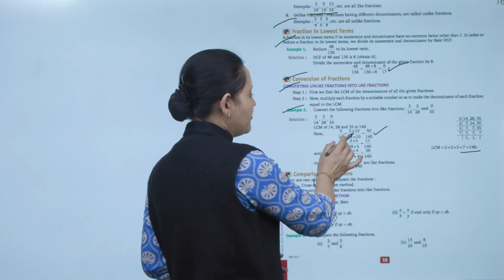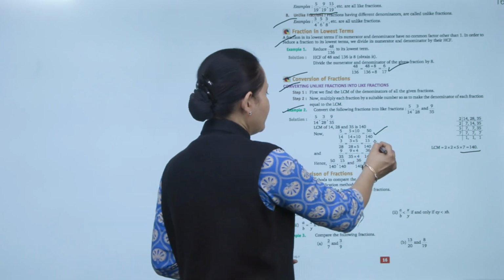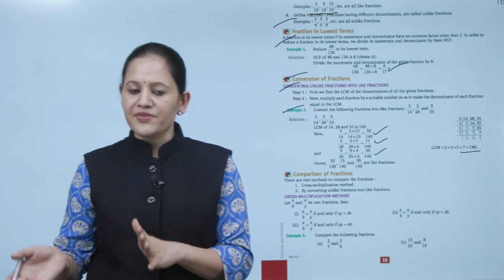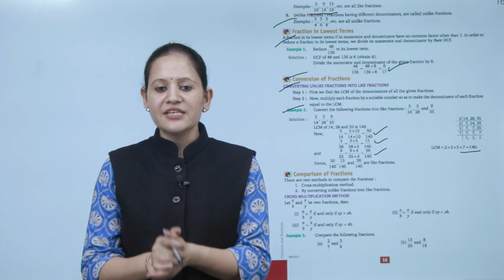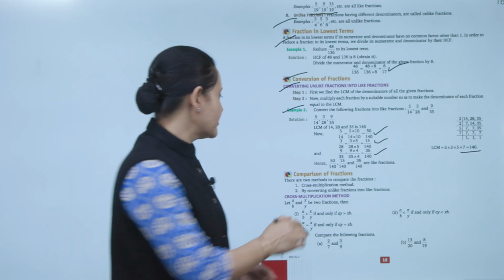3 upon 28, we'll multiply both the numerator and denominator by 5. 15 upon 140, 36 upon 140. Now they have been converted into like fractions because they all have the same denominator, 140. Clear? Next is comparison of fractions.